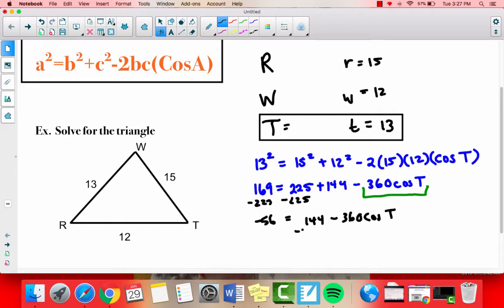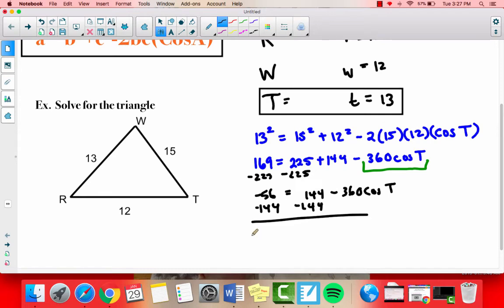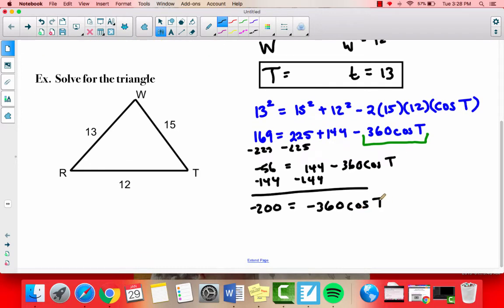Then I'm going to subtract 144 over to the other side. And when we do that, we get negative 200. So we've got negative 200 equals negative 360 times the cosine of T. And then to get cosine of T on its own, we're going to divide everything by negative 360.